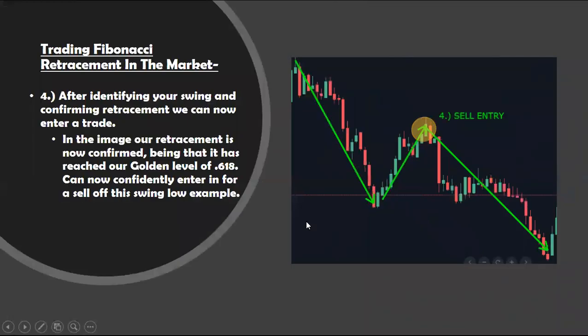Now, after you've identified your swing and confirmed the retracement, we can now enter a trade. And since we have a swing low and price has retraced up to the 0.618 level, we're looking to do a sell entry, right? So in the image, our retracement is now confirmed, being that it has reached our golden level of 0.618, and we can now confidently enter in for a sell off the swing low example.